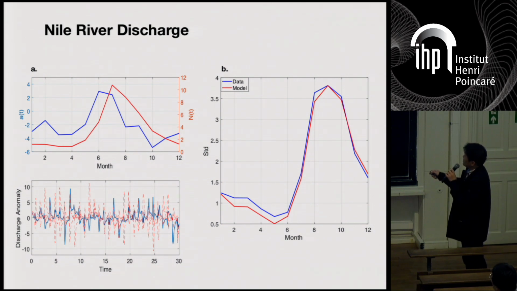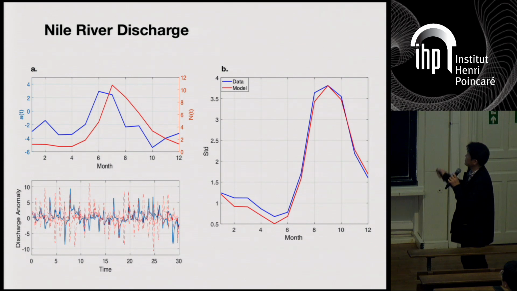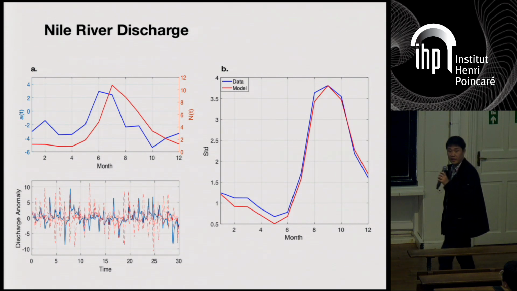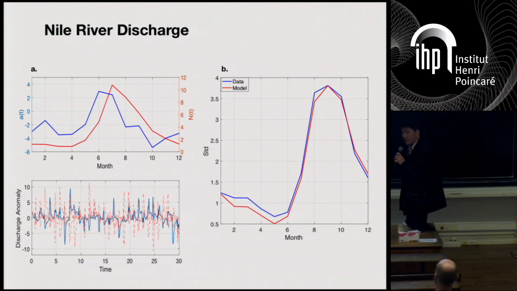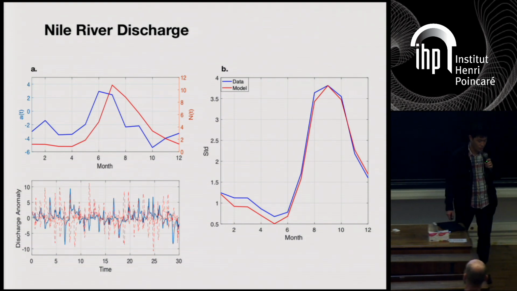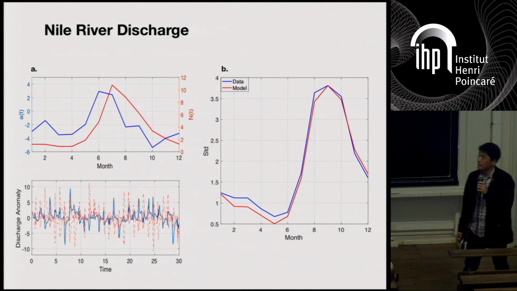This blue one is AT, and this red one is the noise amplitude. And then I also ran it and compared it with the data statistics. This is the comparison. The blue one is from the data, and the red one is from that simple model. So it suggests that this model could generate the seasonal statistics of climate data.